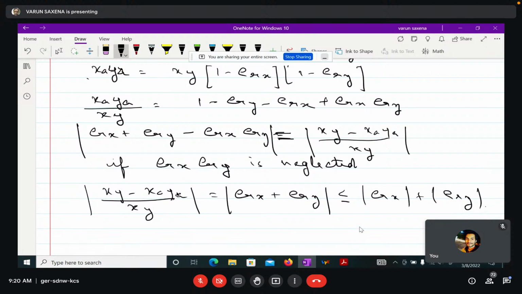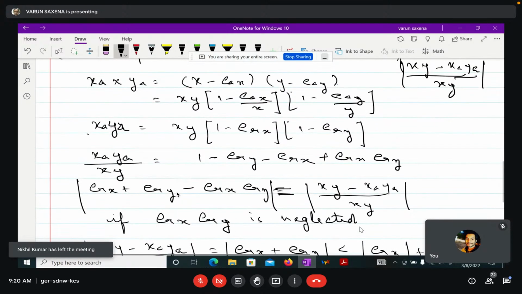In case you can't do it, then you just keep it this way, and then whatever value comes here, this is what it is. Okay. So I hope that now it's clear that initially you were mistaking this to be the relative error. Actually, if you look at just the product of these two terms, then that is simply the ratio of xa ya over xy. It's not the relative error, because relative error will be defined by this quantity here.